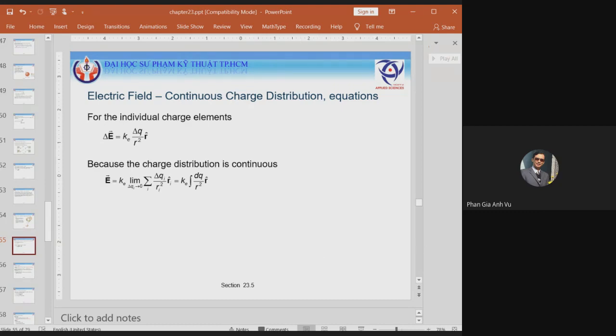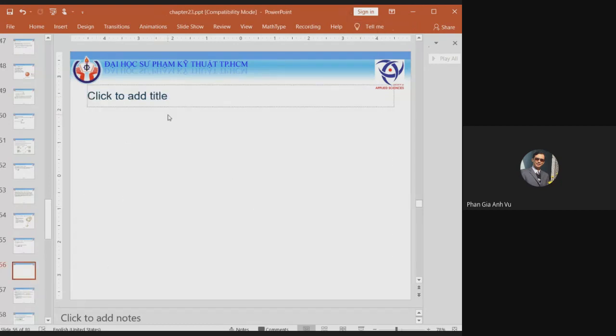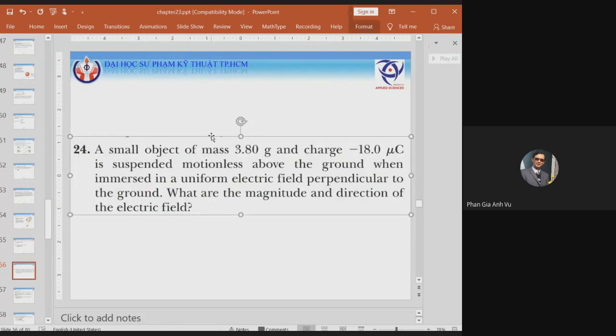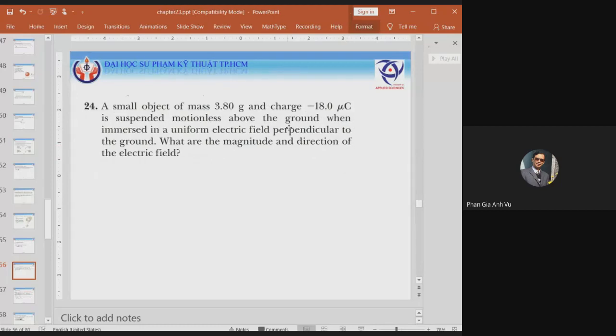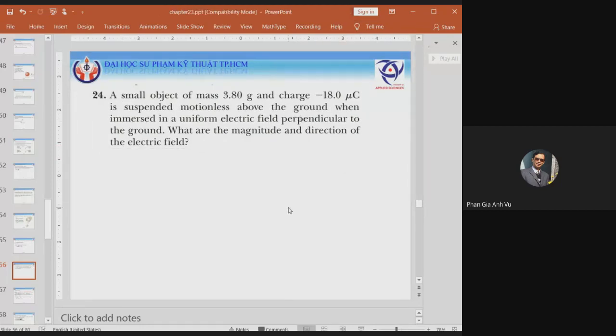So let's look at the problem. Problem 24, electric field. This is the problem for you to solve. Let's take 5 minutes and try to solve this problem.